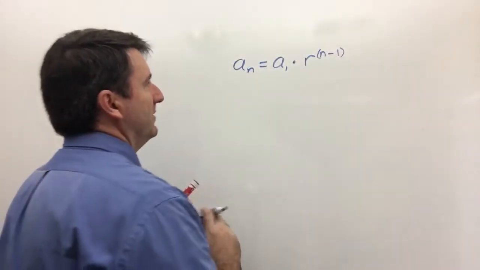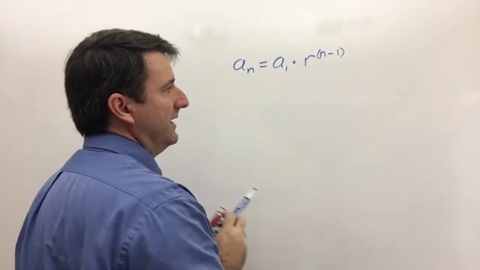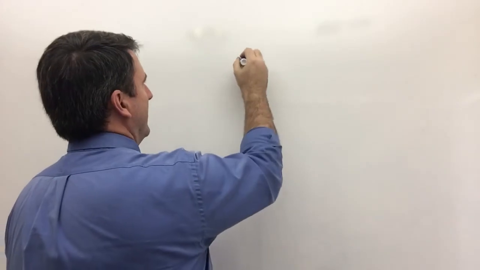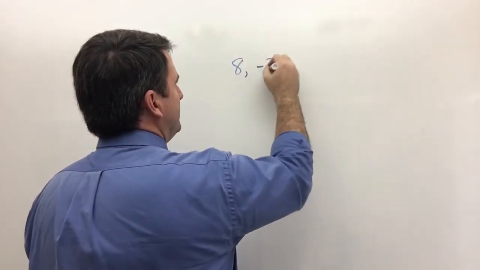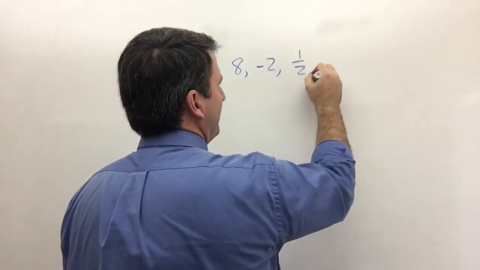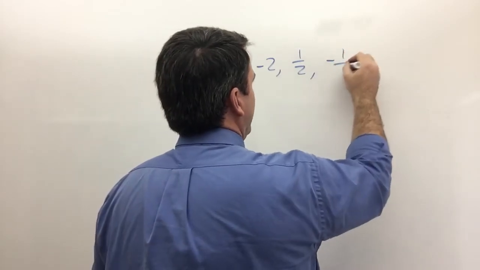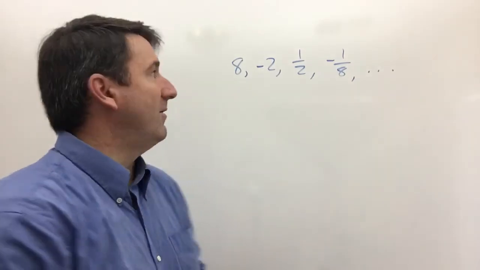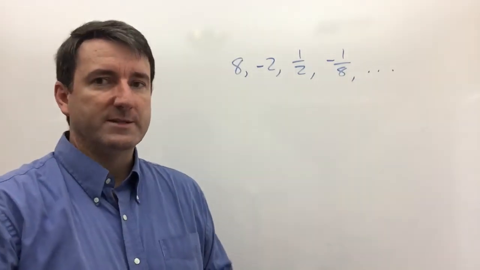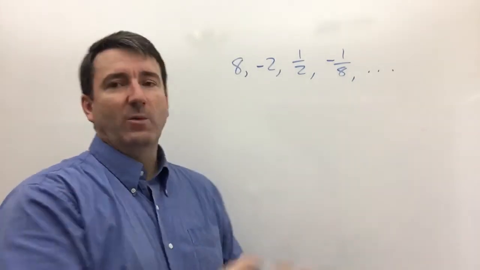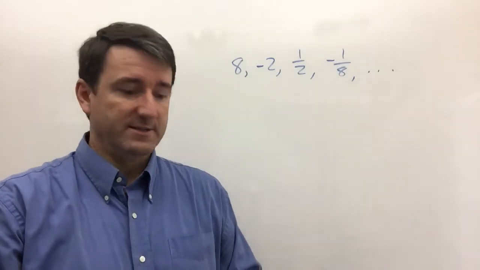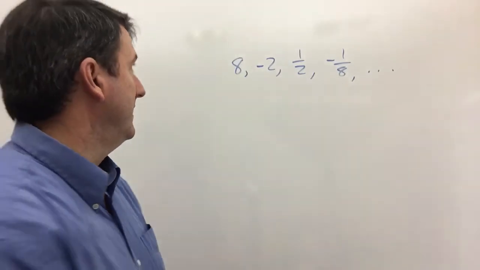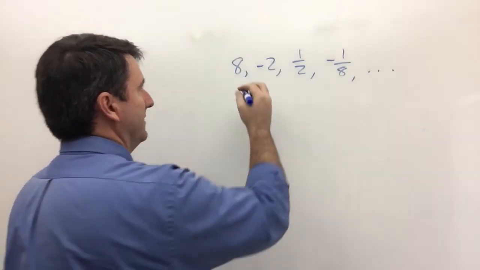So our first example, we are asked to look at the following sequence. We've got 8, negative 2, 1/2, negative 1/8, etc. And we're asked to first figure out whether or not this is a geometric sequence, and then next to figure out what the common ratio is, if it is a geometric sequence. So let's look at whether or not there's a common ratio here.